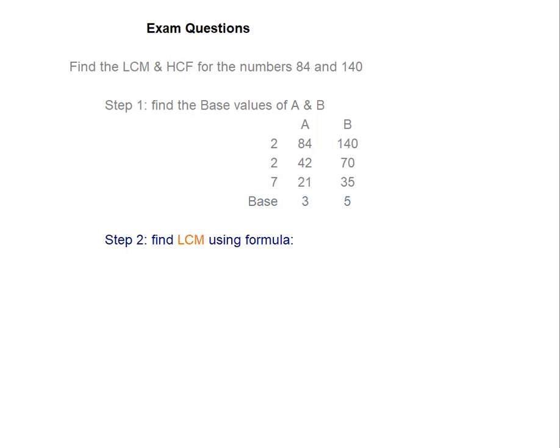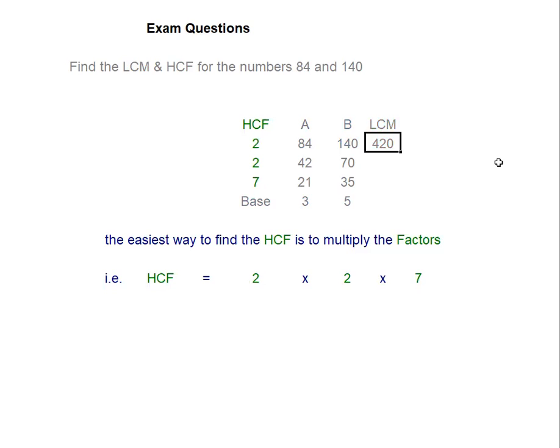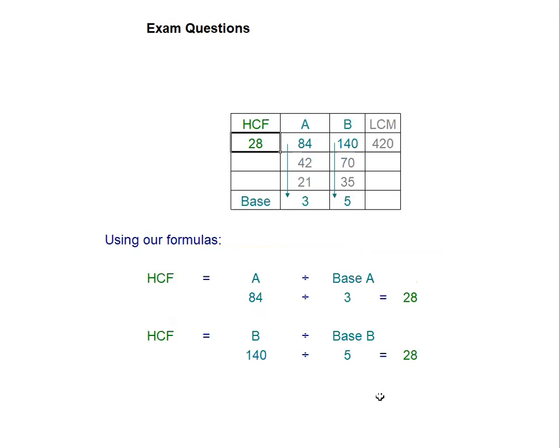Now we can use one of our LCM formulas, A times base B, 84 times 5, which gives us our LCM of 420. We could have also said 140 times 3 equals 420. The easiest way to find our highest common factor is to multiply the factors. So all we have to do is say 2 times 2 is 4, 4 times 7 is 28. We could have gone longhand and said 140 divided by 5 equals 28, or 84 divided by 3 equals 28.